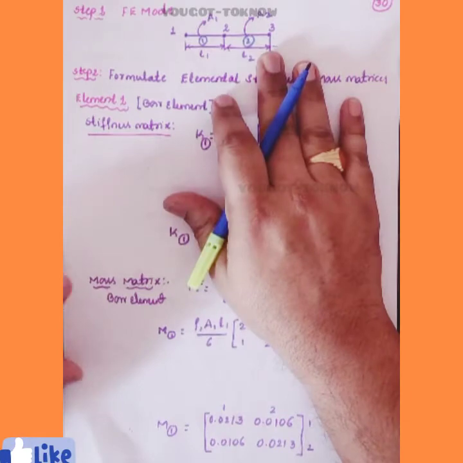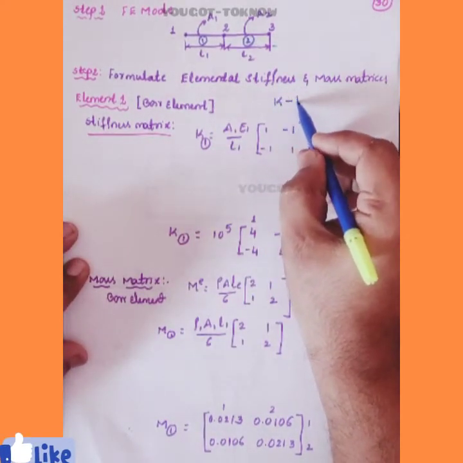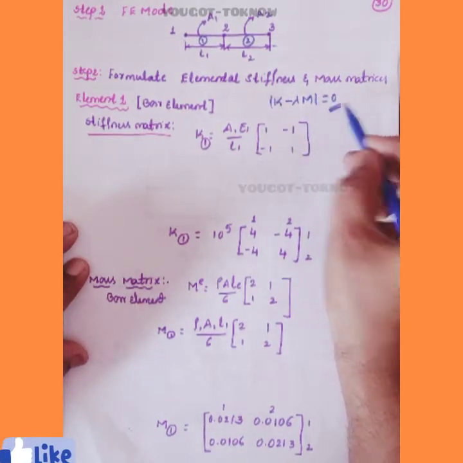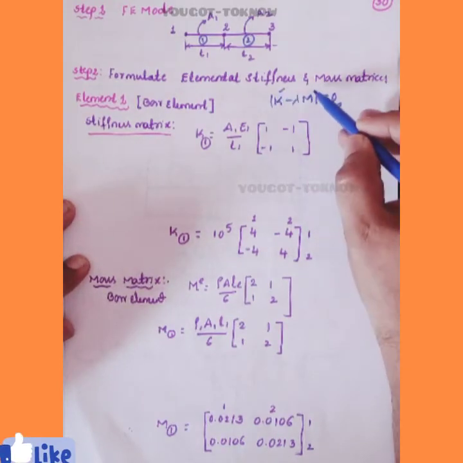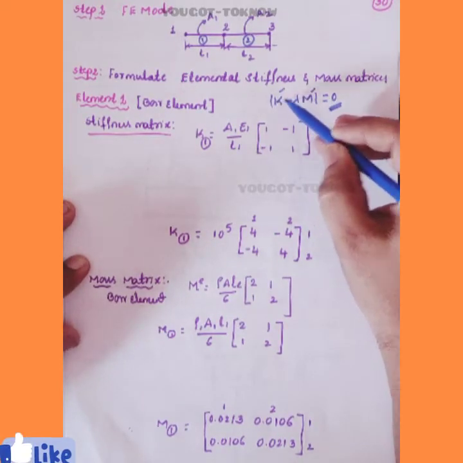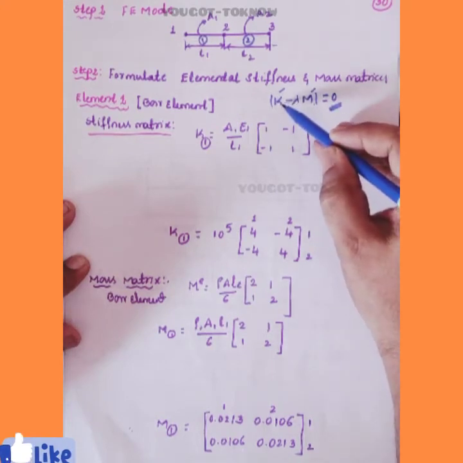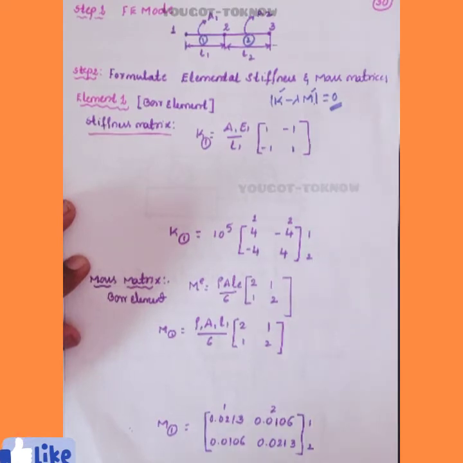If you want to determine the eigenvalue and eigenvector, the characteristic equation is K minus lambda m equals 0, correct? What is required for this? K is required, m is required. K is called the global stiffness matrix and m is called the global mass matrix. To determine the global stiffness matrix and global mass matrix, first you should calculate the elemental stiffness matrices.